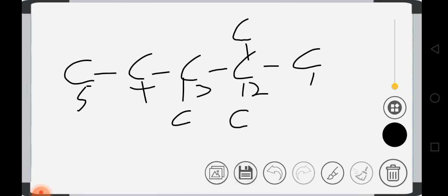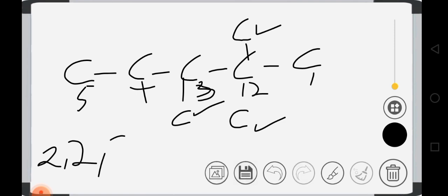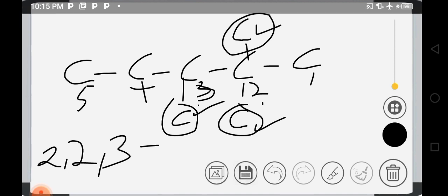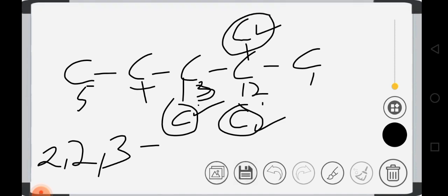5. So the name will be 2 for this first one, another 2 for the second one, then 3 for this one. That is 2, 2, 3. Then how many do we have? Why am I calling every time I say that? Because they are all the same substituents. That's why I'm calling all of them at the same time. So how many substituents do you have? You have 3. That is tri.